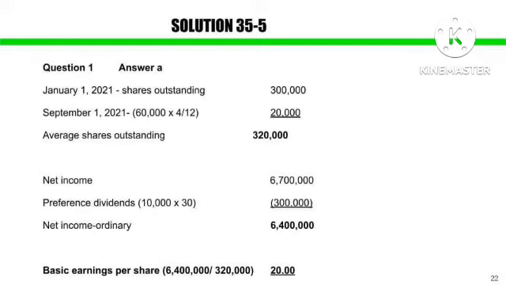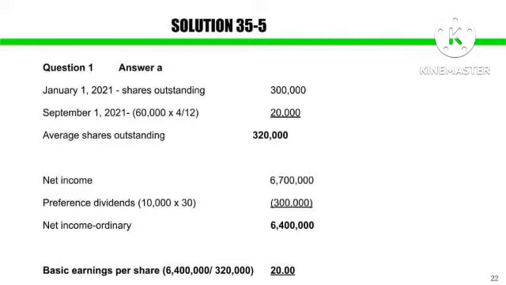Computation per basic earnings per share. Noong January 1, may share outstanding na 300,000. Baka magtaka kayo kung bakit 300,000. Note that the provided information is at year-end. Kung may 300,000 outstanding at the end of 2018, then may 300,000 outstanding at the beginning of 2019. Then on September 1, the entity sold 60,000 ordinary shares. I-average natin siya because September 1 to December 31 is 4 months. 60,000 times 4 over 12 is equal to 20,000. 300,000 plus 20,000 is equal to 320,000 average shares outstanding.